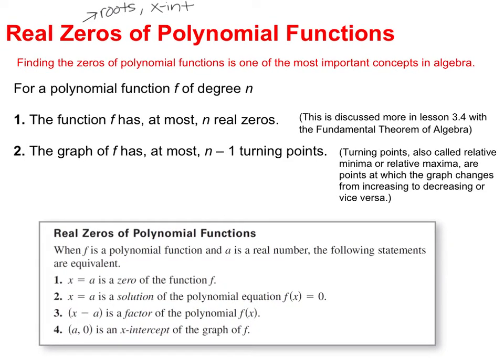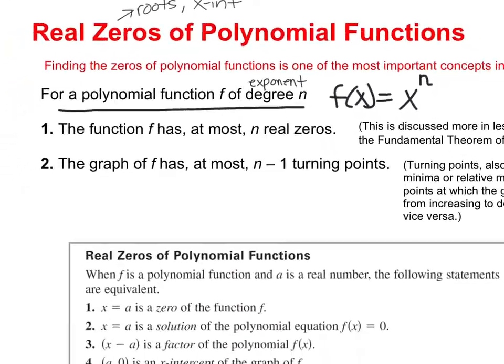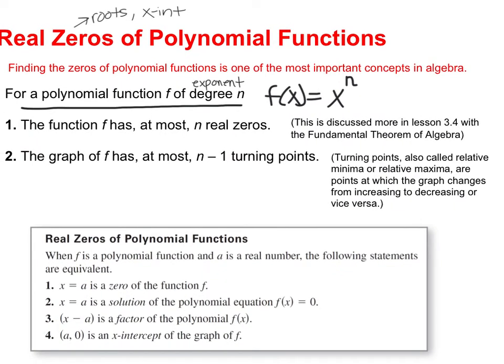So some common rules for how many zeros there will be. For a polynomial function f of degree n, that would be like if you just had f of x equals x to a power. We don't know what the exponent is, so we say that exponent is n. Remember, a degree is an exponent. So when we reference n here, we're referencing the exponent.